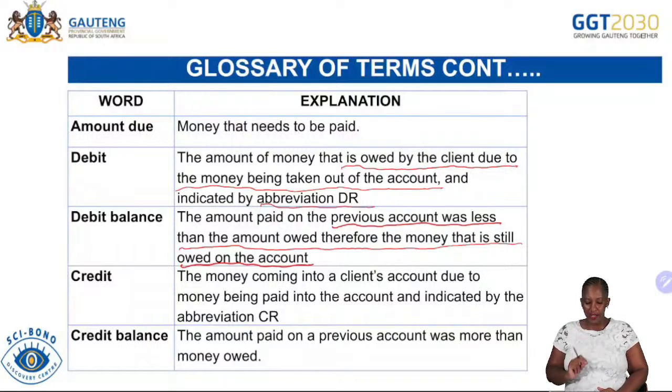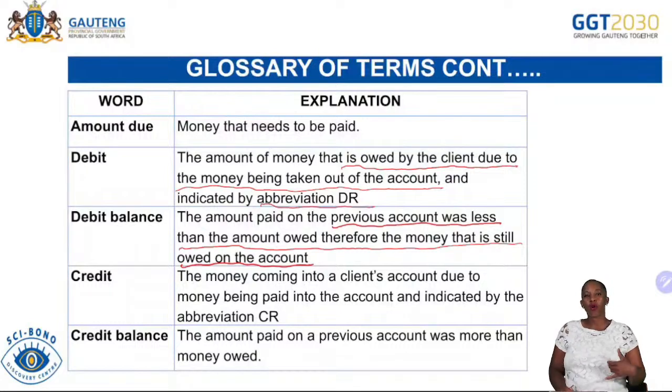And then we have the credit. When we come to the credit, we are not referring to the credit account or credit card, but we are referring to the credit on the statement. What is the credit? Credit is the money coming into a client's account due to money being paid into the account and indicated by abbreviation CR.